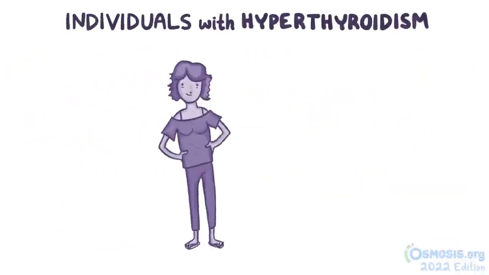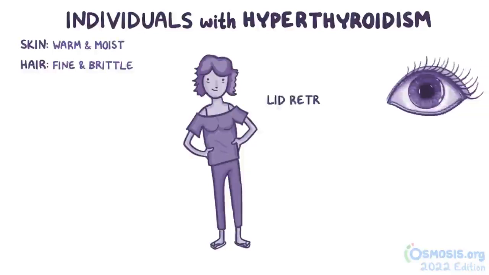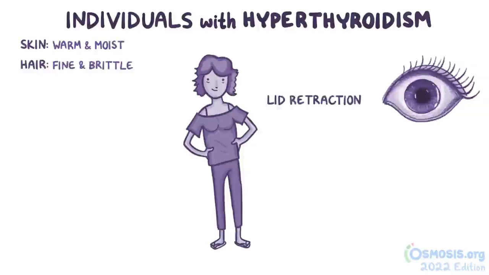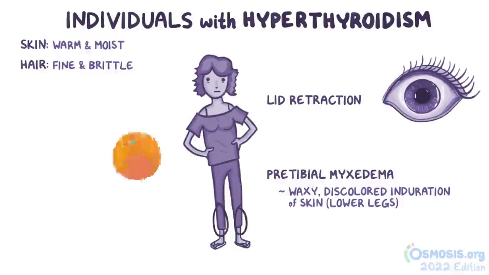On a physical examination, the skin is warm and moist, and their hair is fine and brittle. Classically, individuals have lid retraction, which makes a person look wide-eyed, like the stare of a person who's frozen in fear. Sometimes, pretibial myxedema may be present, which is a waxy, discolored induration of the skin on the anterior aspect of the lower legs, with a bumpy feel, like an orange peel.